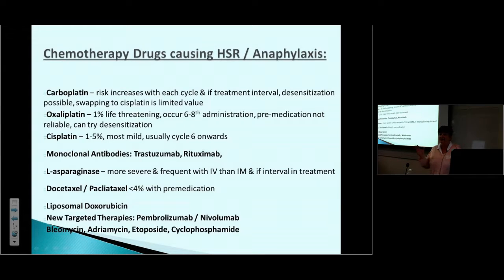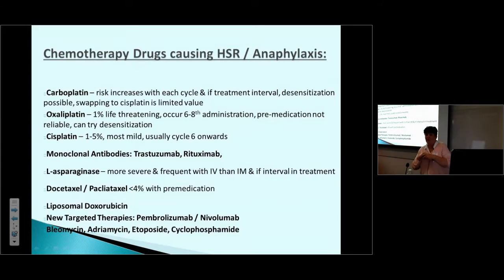Now, if carboplatin is given first line, so that's when it's given cycles 1 to 6, generally it's well tolerated. It might be that it's given alongside a taxane, at which point they're getting a hefty pre-medication with it. So we're not going to get a true reflection of whether a patient is going to have a reaction to it.